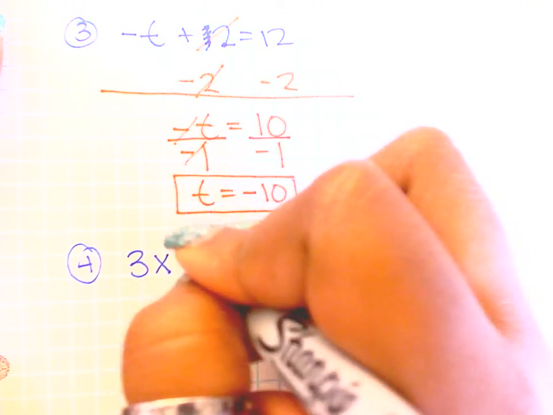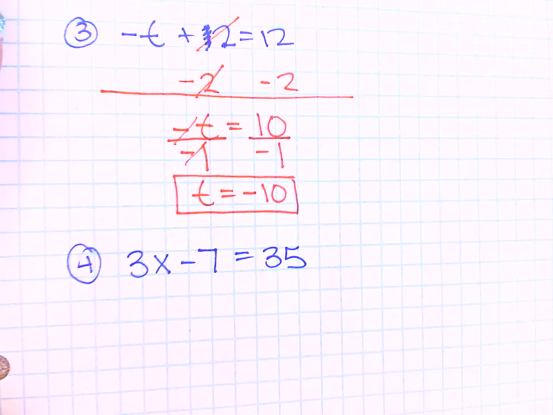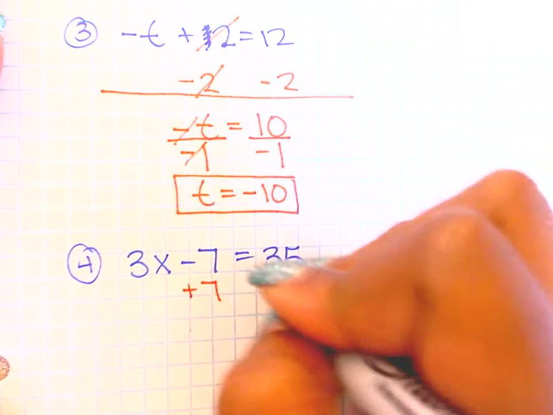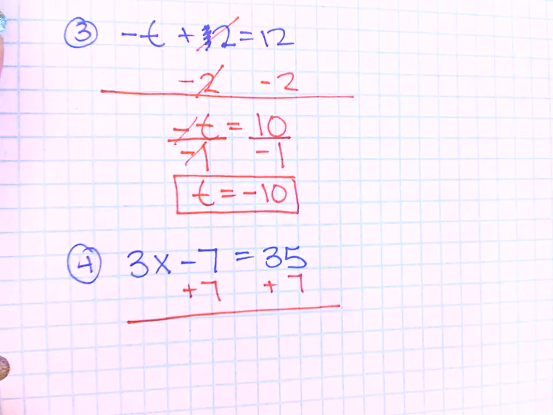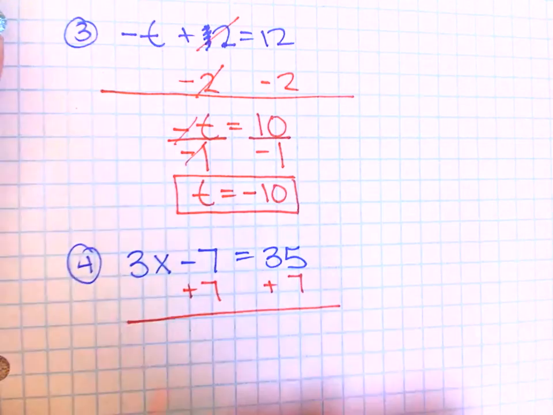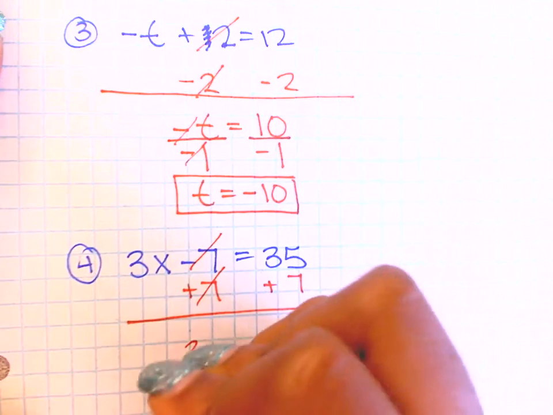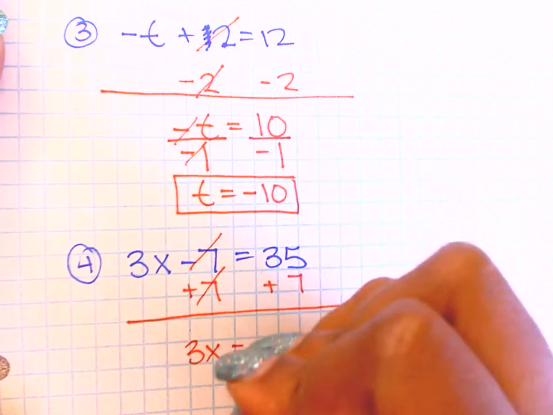3x minus 7 equals 35. Again, think to yourself, the order of operations is reversed. So I must do the adding and subtracting first. So I'm going to add 7 on both sides, and draw my line under. My 7's cancel out. And I have 3x equals 35 plus 7 is 42.